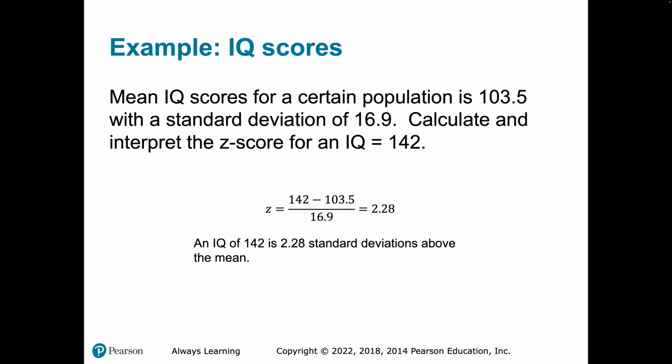IQ. Let's say we have an IQ of 142 and the mean IQ for a certain population is 103.5 with a standard deviation of 16.9. Again, the z-score is easy to calculate. Just take the IQ of 142 minus 103.5, divided by 16.9, and we get 2.28. Our interpretation is that an IQ of 142 is 2.28 standard deviations above the mean. Now, if that z-score had been negative, then we would say it is that many standard deviations below the mean.